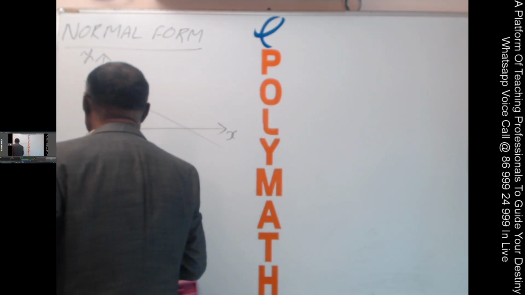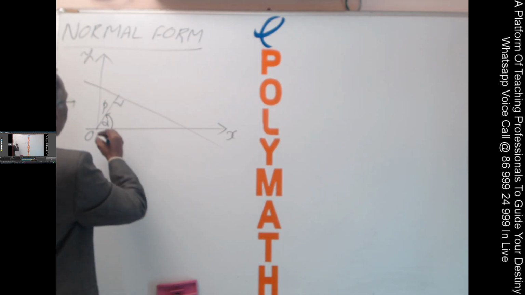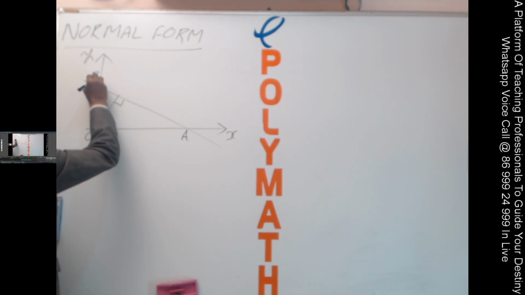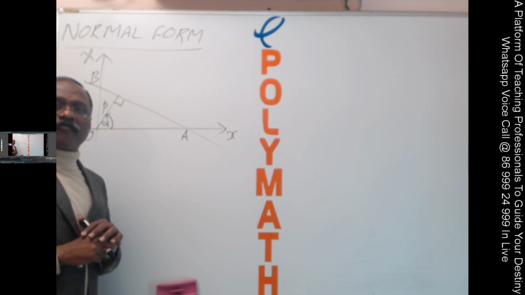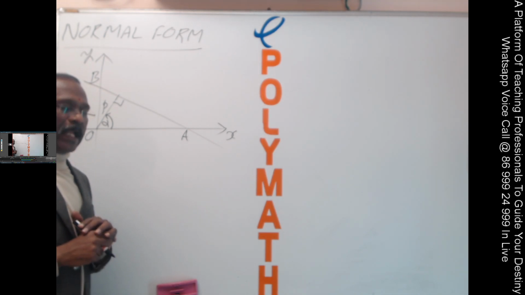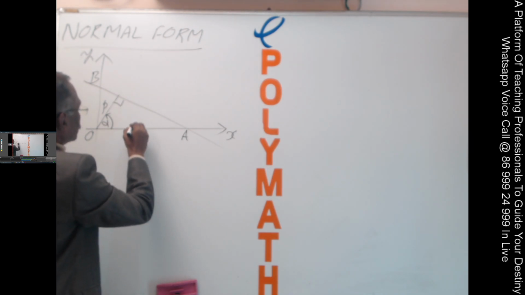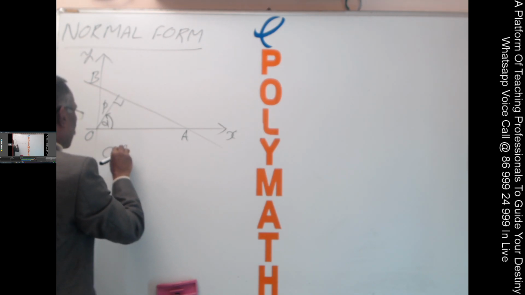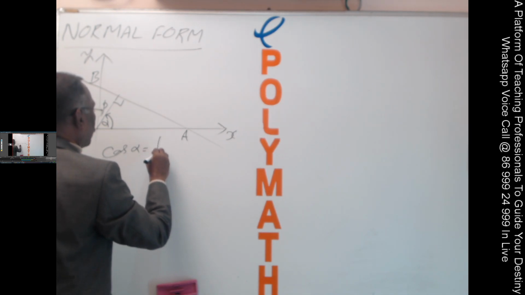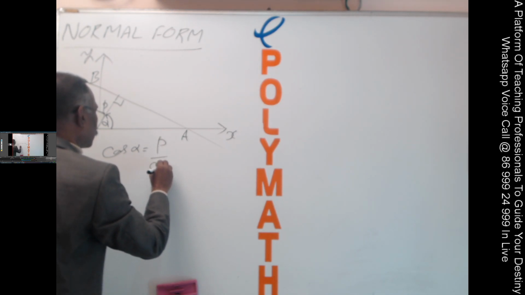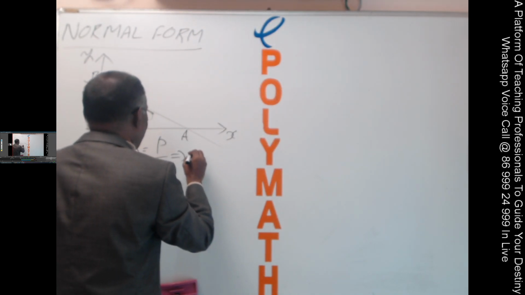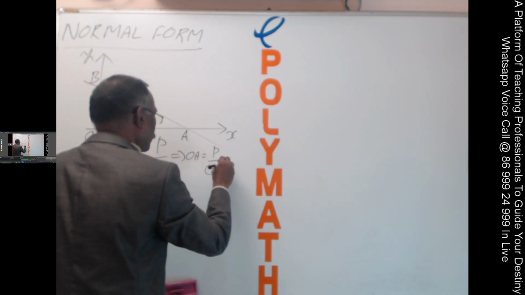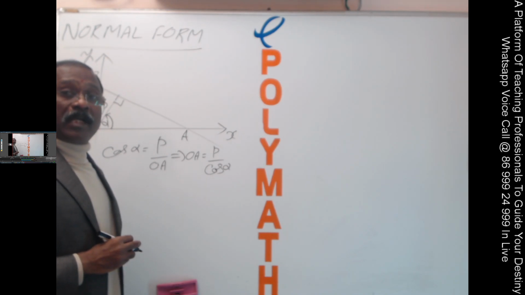Now, see here. This is 90 degrees, and this is p. This is x-intercept, OA. This is y-intercept, OB. OA is x-intercept, OB is y-intercept. I am interested in OA now. What is OA here? It is the hypotenuse, which is opposite to 90 degrees. Now, the adjacent side over hypotenuse is given by cos alpha. Cos alpha is nothing but p by OA. What is OA now? OA is p by cos alpha.